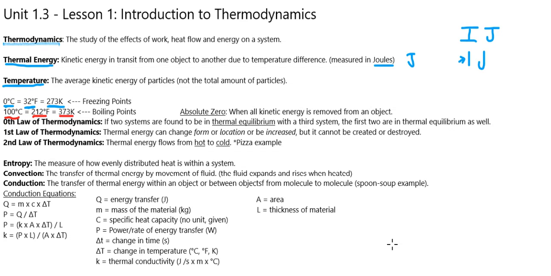Then absolute zero is when all kinetic energy is removed from an object. That could mean that there is 0 K. 0 Kelvin equals negative 273 degrees Celsius. And then what it would equal in Fahrenheit, you could convert yourself, but I'm not going to do that right now. Then there are different laws of thermodynamics that are listed.